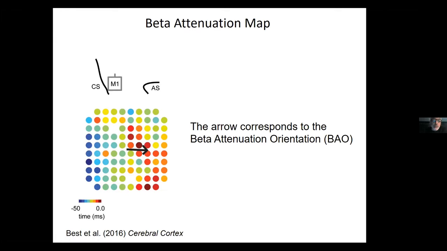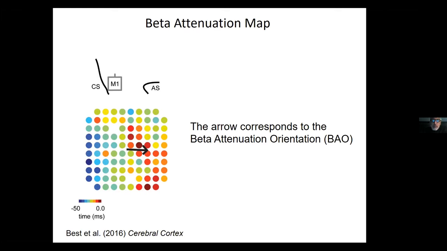The color code indicates the time at which attenuation occurs. And you can fit this with a plane, from which you can then determine a beta attenuation orientation, which is that arrow. This is showing you the array. The central sulcus is here, the arcuate sulcus is here. So this is rostral towards the nose. This is the back of the head on the left.